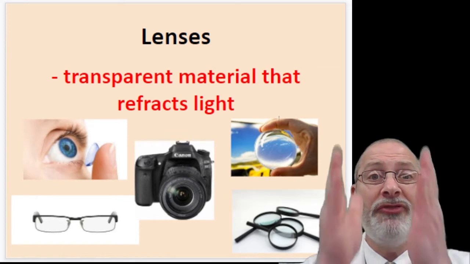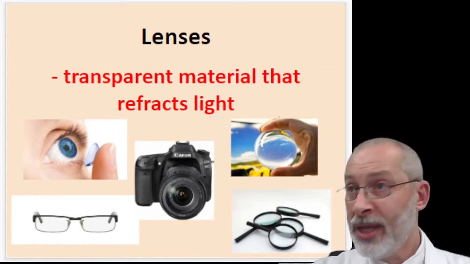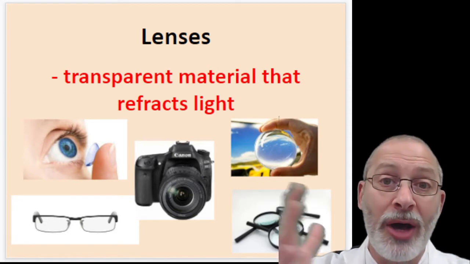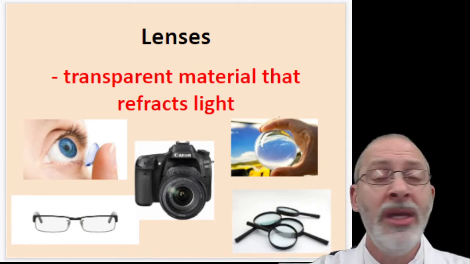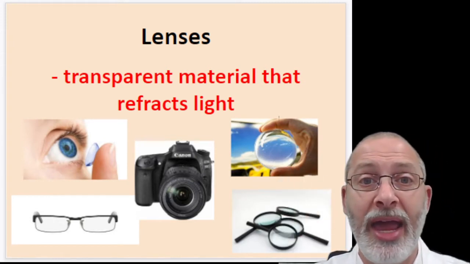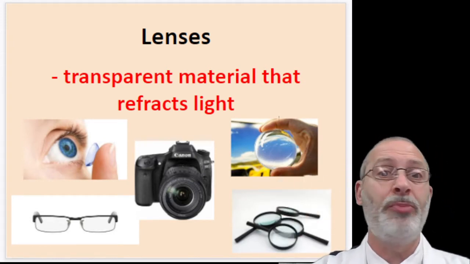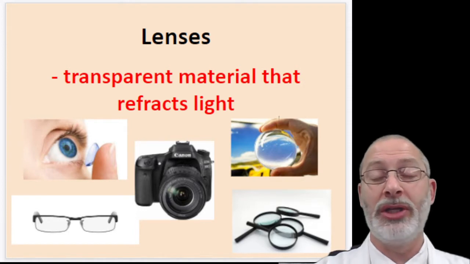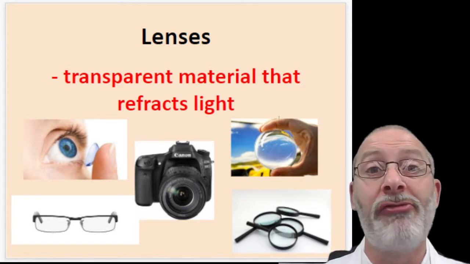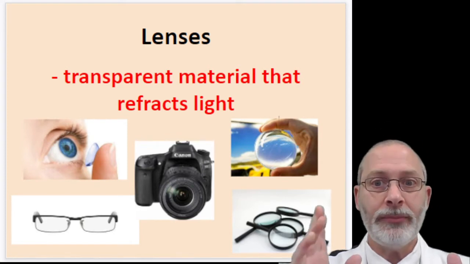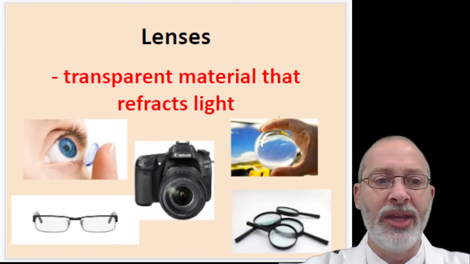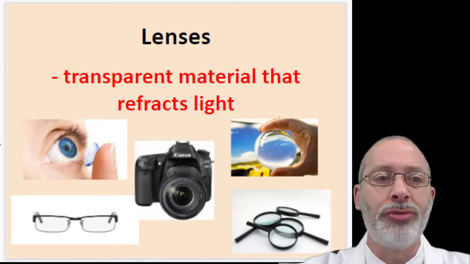So a single flat window pane, and we mentioned window glass yesterday, allows light to travel through it, doesn't refract light. What you see through a window doesn't appear any different than what it actually appears like on the outside of the window, because there's no refraction of light. A lens has to be curved in a certain way in order to refract light.